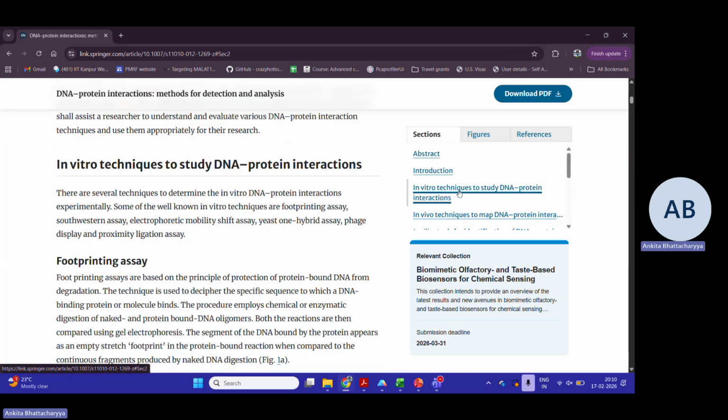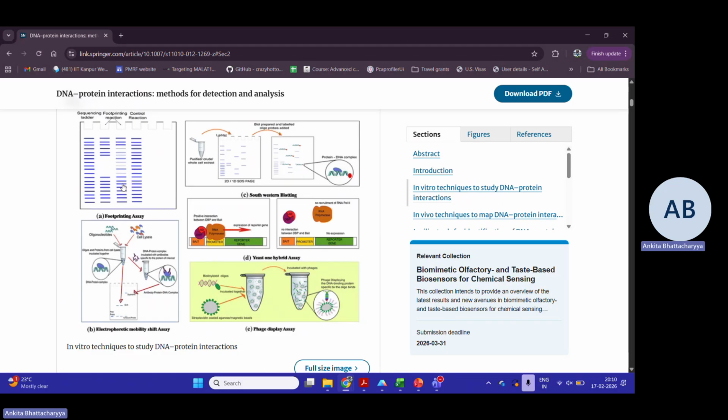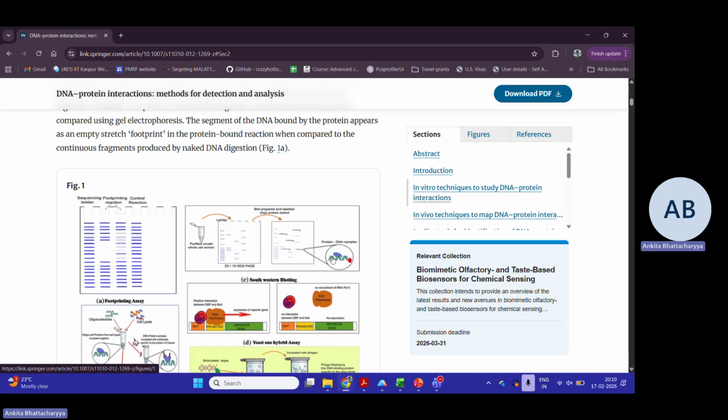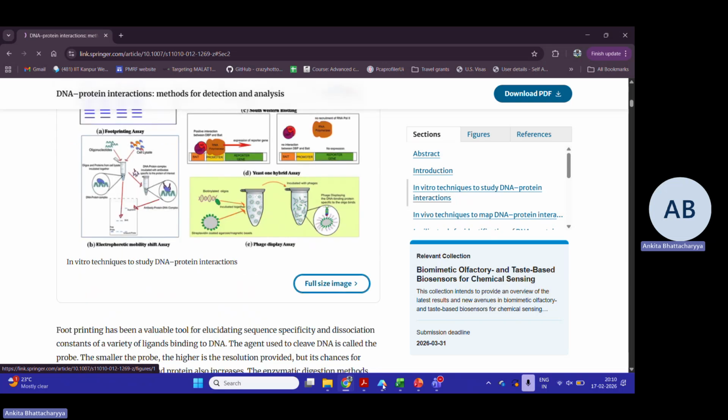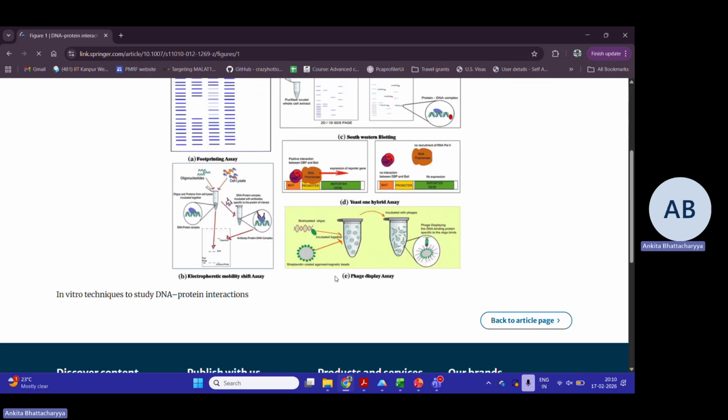So here you'll see in vitro techniques for DNA protein interaction, from where I showed you DNA footprinting assay and electrophoretic mobility shift assay. But there are also other methods which I didn't get into. But there is southwestern blotting as well, which is southern blotting combined with Western blotting. Let me just go to the full size image for your reference.